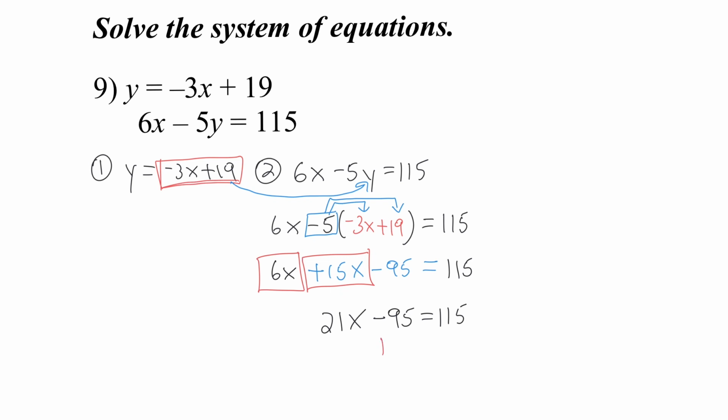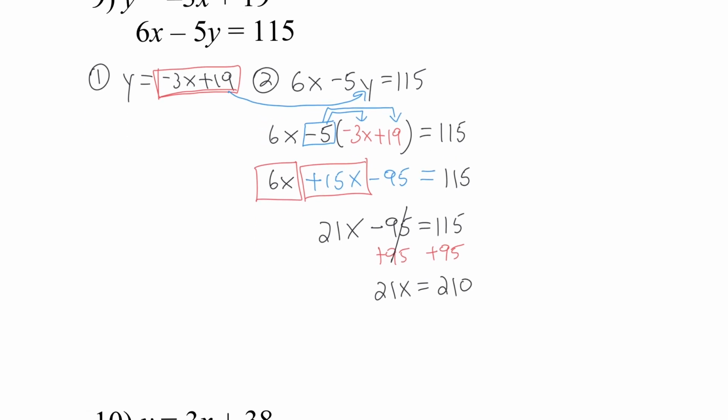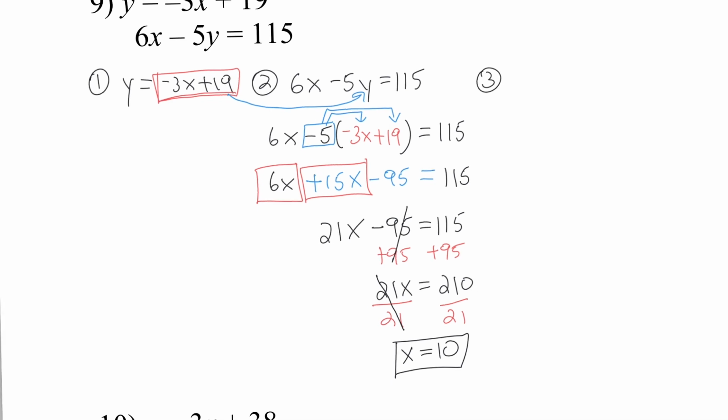And then you add 95 to both sides, plus 95. So you cancel the 95s on the left side. 21x equals 210. And so the next step, you are going to divide by 21 right here. So this turns into 1. So x equals 10. 210 divided by 21 is 10. So we know the value of x. x equals 10.